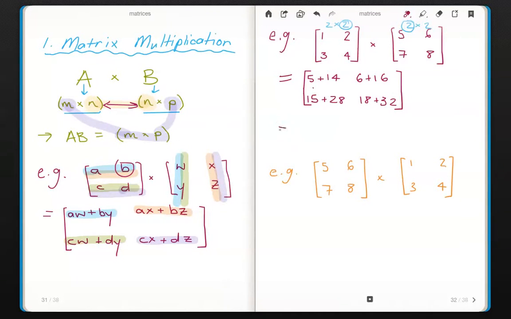Then I add these and I get 5 plus 14 is 19, 6 plus 16 is 22, 15 plus 28 is 43, and 18 plus 32 is 50.